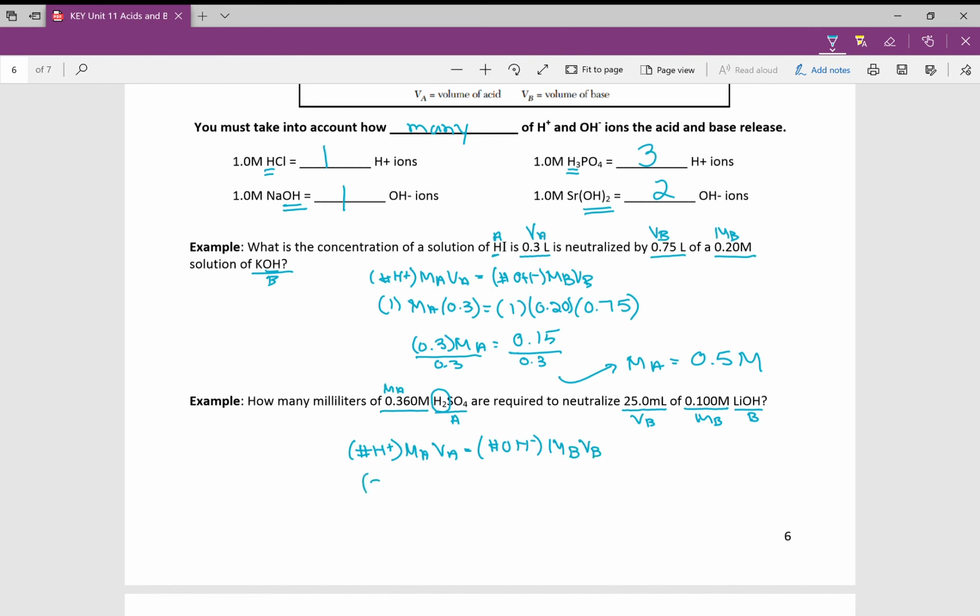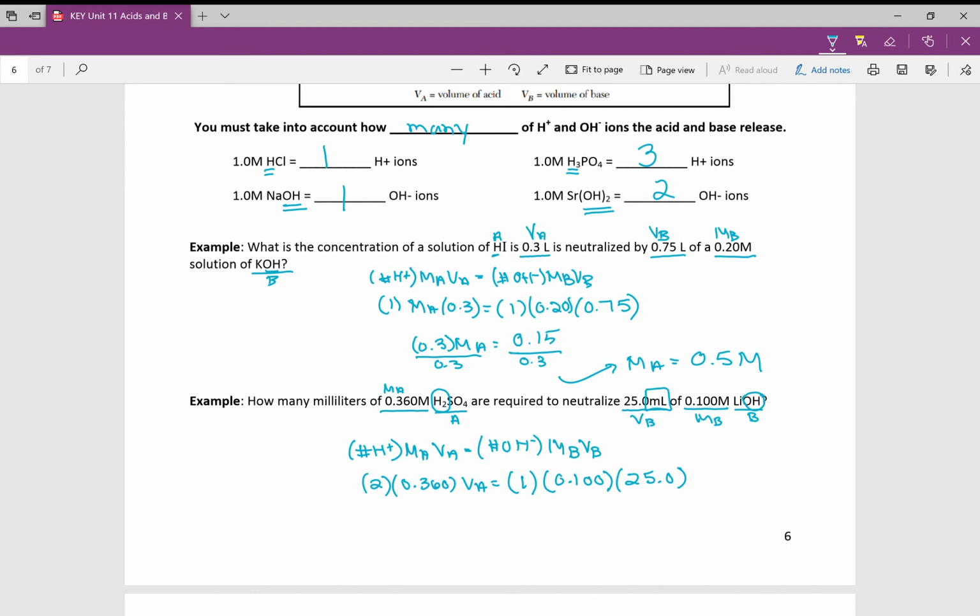So I have 2 hydrogens here, so I have to make sure I multiply that side by 2. I know the molarity is 0.36. I don't know my volume, so I'm going to put VA. You can put in X. Hydroxide here is going to be 1. I have 1 hydroxide in that formula. Its molarity is 0.1. And then we can just use the 25 milliliters as it is. Just realize that that 25 milliliters is what unit my volume is going to be when I solve this.